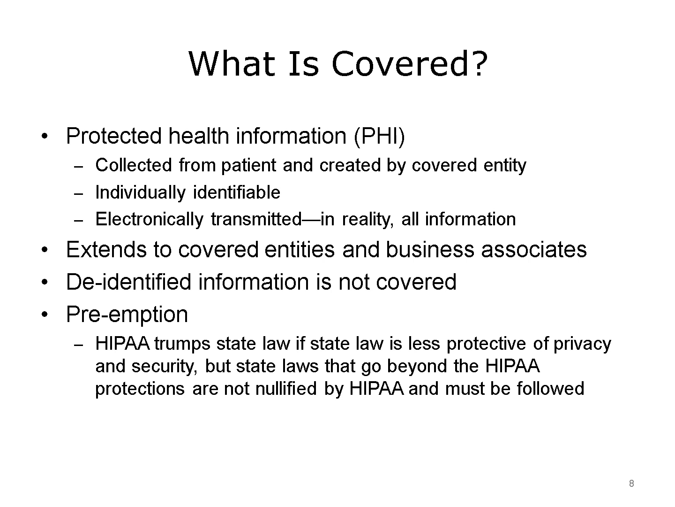What is covered by the HIPAA privacy regulations? The privacy regulations cover protected health information, or PHI. This is information that is collected from the patient and created by a covered entity, such as a healthcare provider, clearinghouse, or health plan. It's individually identifiable and electronically transmitted information.